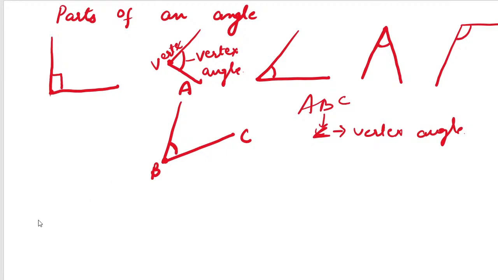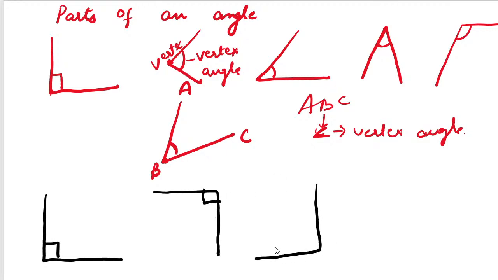Now if I say you have to make some right angles, then how to make some right angles? You have to look here very carefully. Two lines that are meeting, this is a right angle, yes. Then if I say this is also a right angle, yes. If I say this is also a right angle, yes.